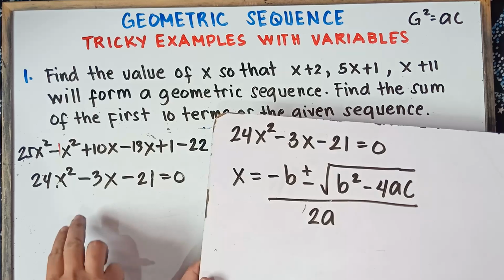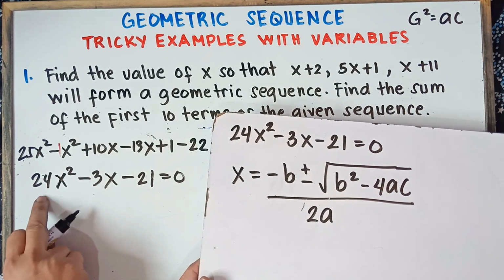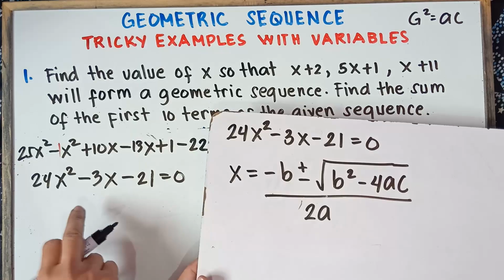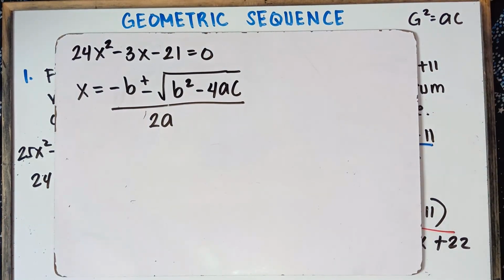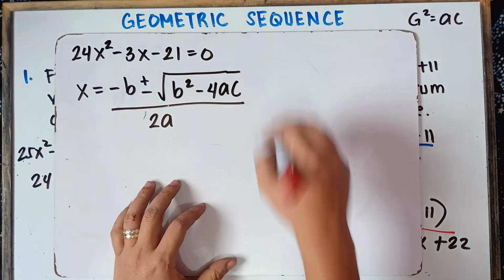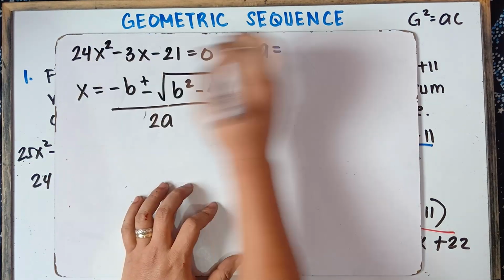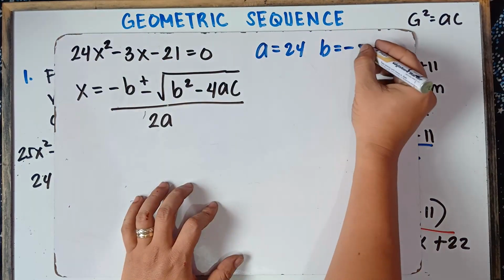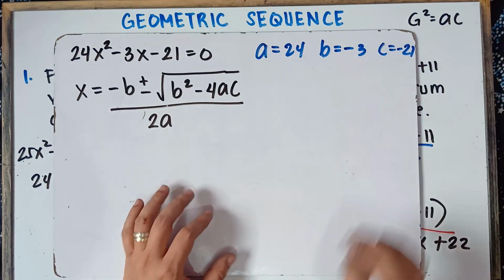It's hard for us, class, to do factoring if you have this kind of expression. Our given value of a is 24, so it's very difficult, class, to find the roots using factoring. So we will be applying the quadratic formula. Just remember, class, in a quadratic equation, our a is beside x squared, that would be 24. Our b is beside x, that would be negative 3. Our c is negative 21.